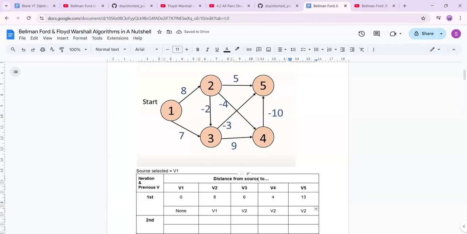Okay, so we have finished exploring v2 for the first iteration. Now we'll move on to v3. It's still in the first iteration. So for v3, we have 2 outgoing edges, 3 to 5 and 3 to 4. So v3 I already have distance of 6.